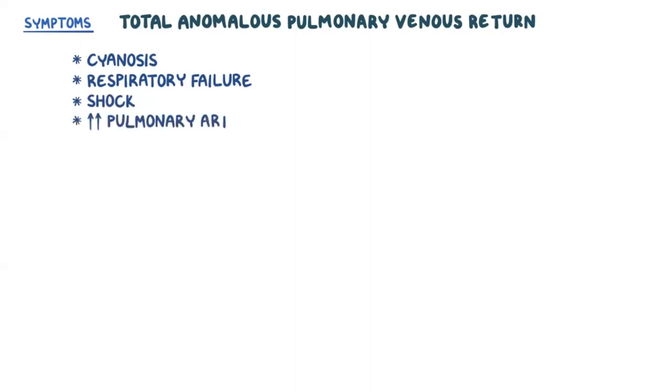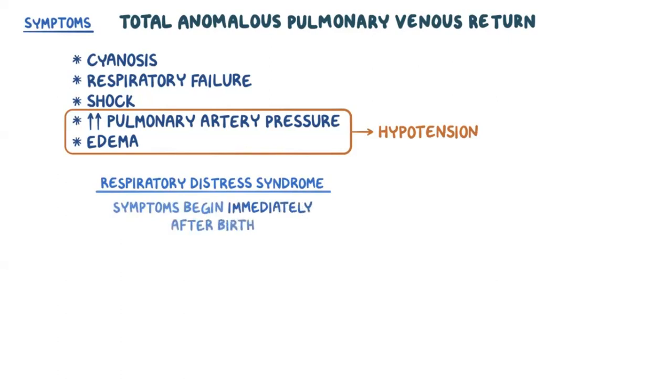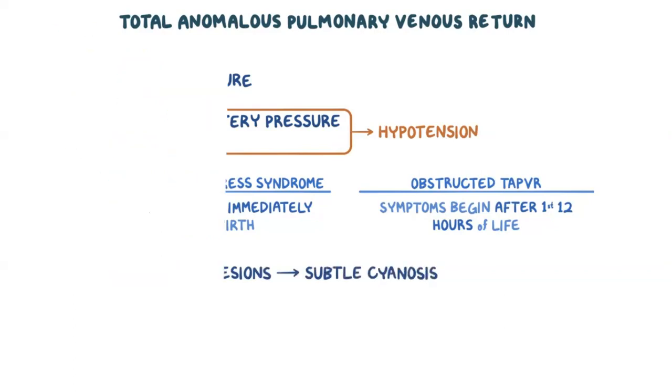Over time, if the connection is obstructed, important cyanosis, respiratory failure, and shock develop. These individuals have elevated pulmonary artery pressure and edema, resulting in respiratory distress, tachypnea, and diminished systemic output, resulting in hypotension. This is similar to respiratory distress syndrome. However, in respiratory distress syndrome, the symptoms begin immediately after birth, whereas in obstructed total anomalous pulmonary venous return, they are slightly delayed, typically after the first 12 hours of life. Those with unobstructed lesions may only have subtle cyanosis immediately after birth.